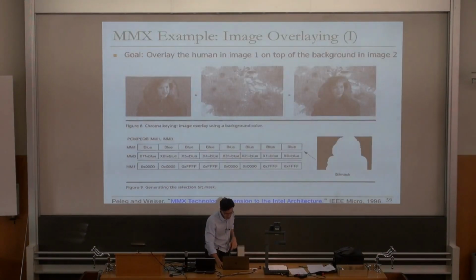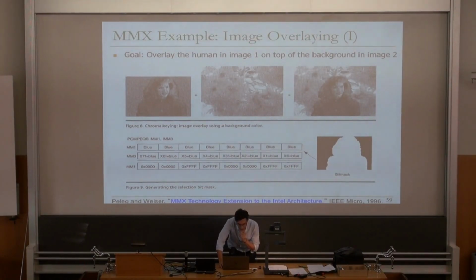But now let's take a look at this example. We want to overlay the human in image 1 on top of the background in image 2. This operation is called chroma keying. This is what you see when you're watching the TV weather forecast, for example. Here we have the weather woman, and this is our background, in this particular case a blossom background, and this is the result that we want to get.